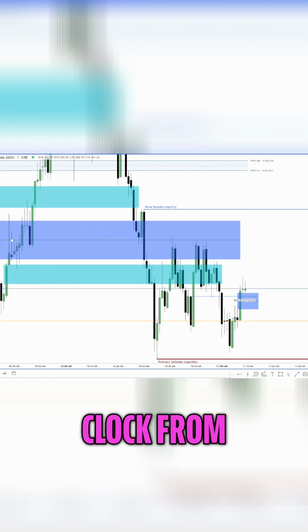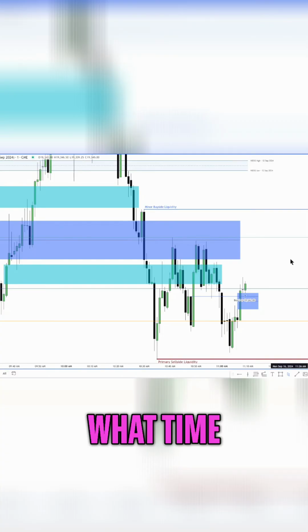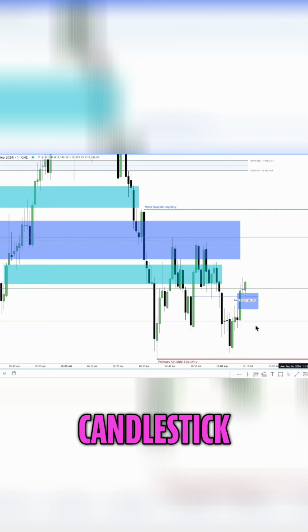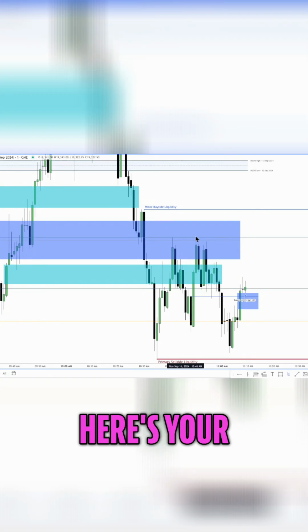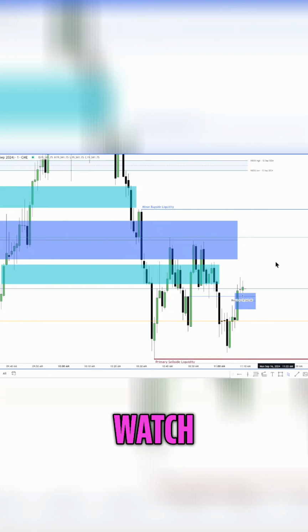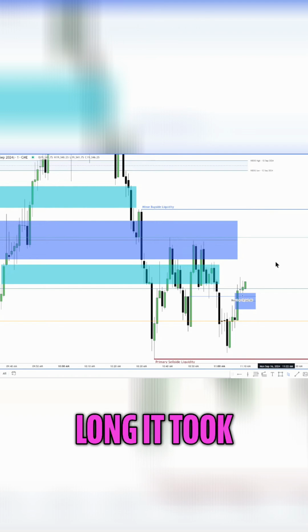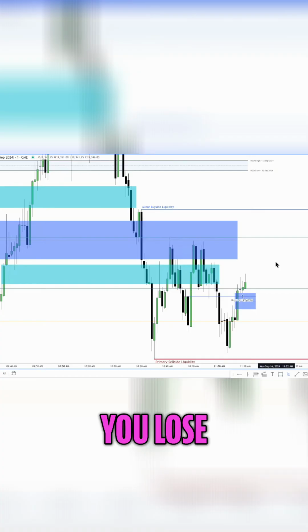And you start the clock from the time of entry. What time did you get in the trade? How much risk? This is the candlestick number 2. Stop goes below it. Here's your target. And you just watch. If it stops you out, you write down how long it took to get stopped out, how much drawdown you took on the trade that would be monetized, how much money did you lose, then how fast did it take, if it gets to your target, how fast did it get there?